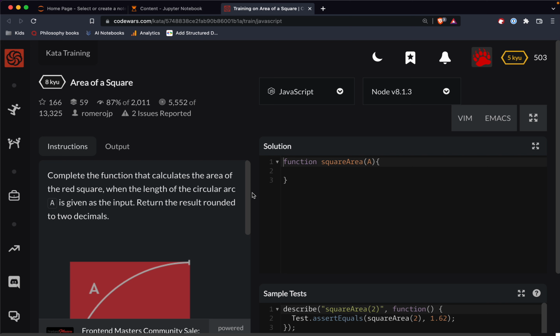This one is a level 8. We're doing it in JavaScript. It's called Area of a Square. And as always, there's a link to the challenge in show notes right below the video. Try it out before watching. You've always got this to fall back on if you get stuck.